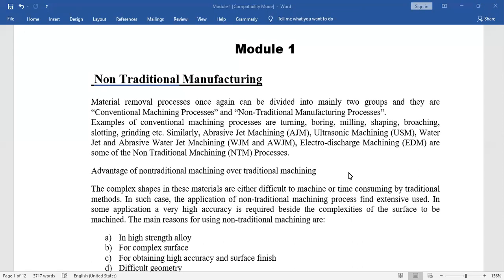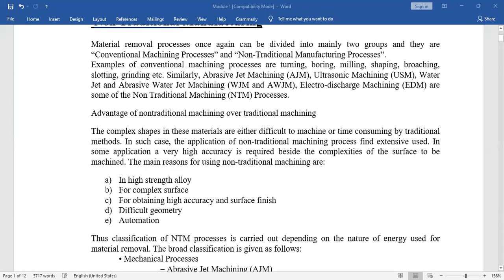But in case of the non-traditional, there is no such difficulty because there is no contact between the tool and the workpiece. So the hardness or the strength of the tool is not an important parameter in case of the non-traditional machining process. So this is the third difference. And as compared to the conventional, very high accuracy can be obtained in non-traditional machining process. These are the differences.